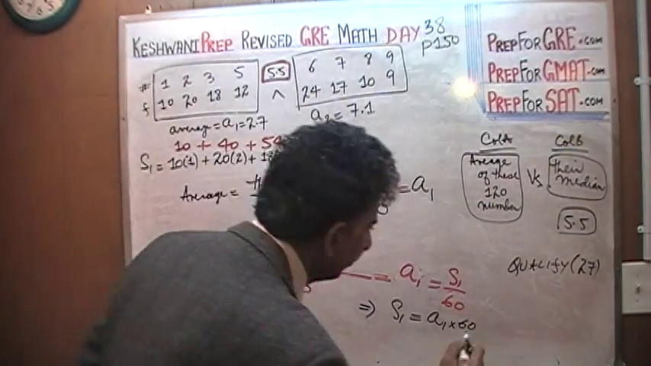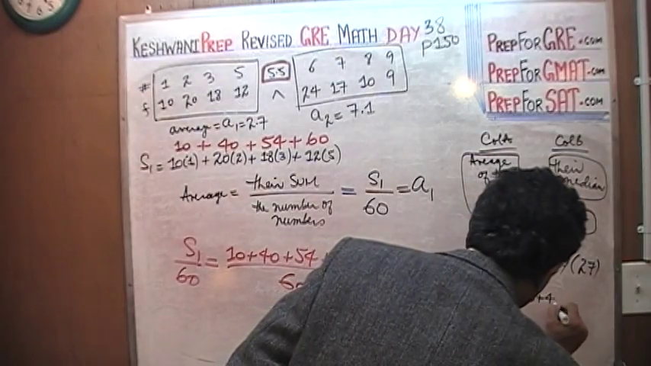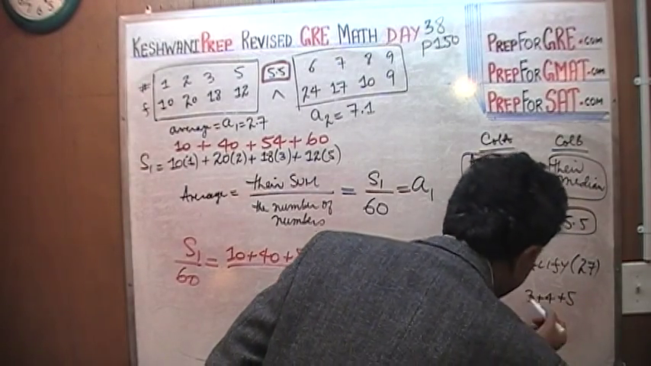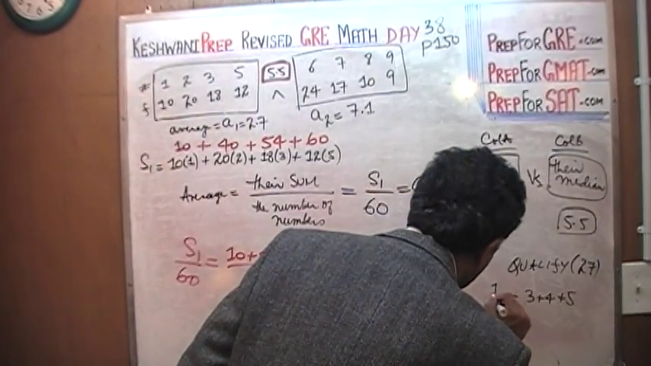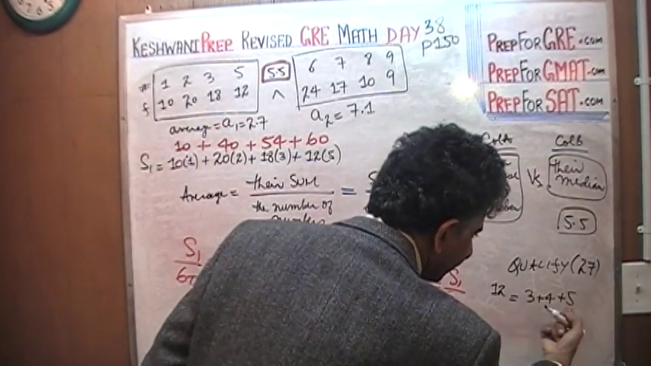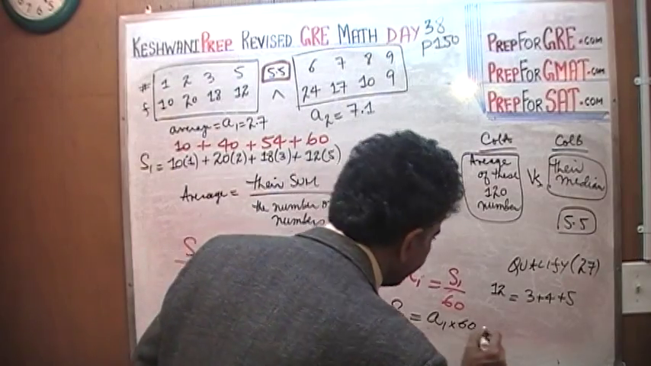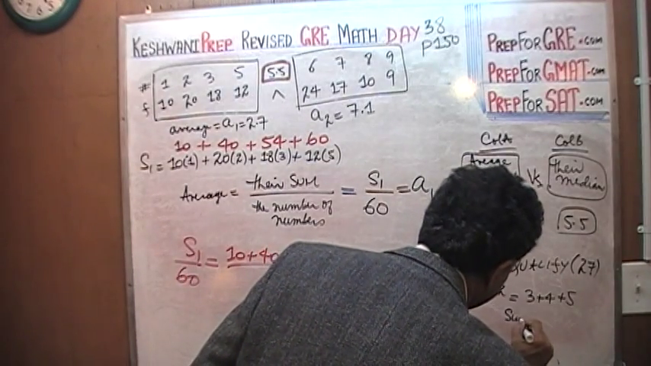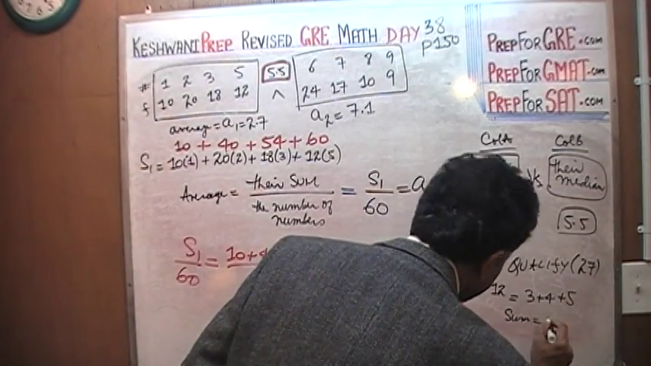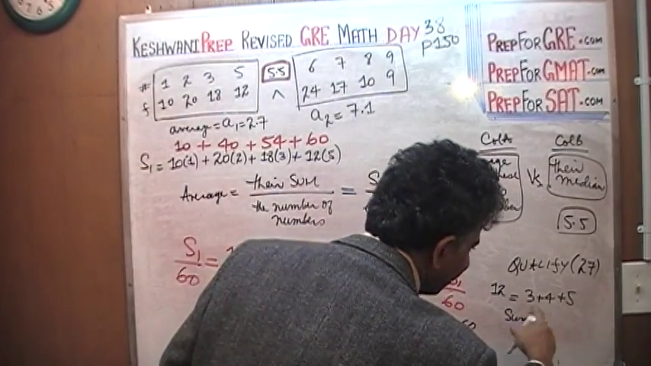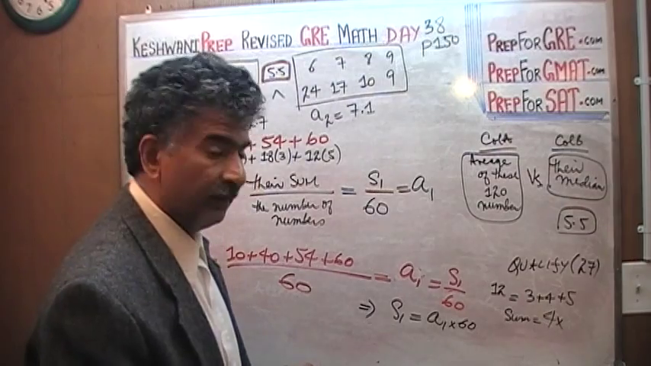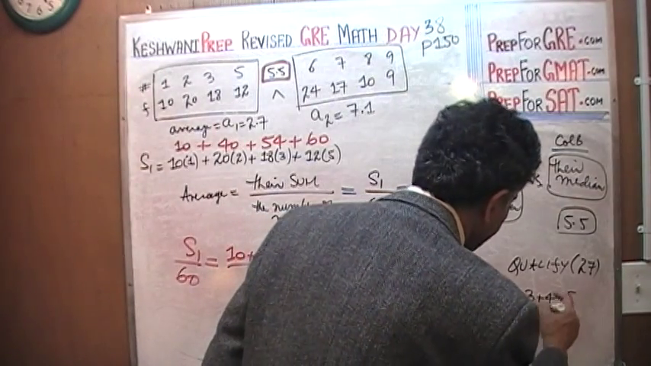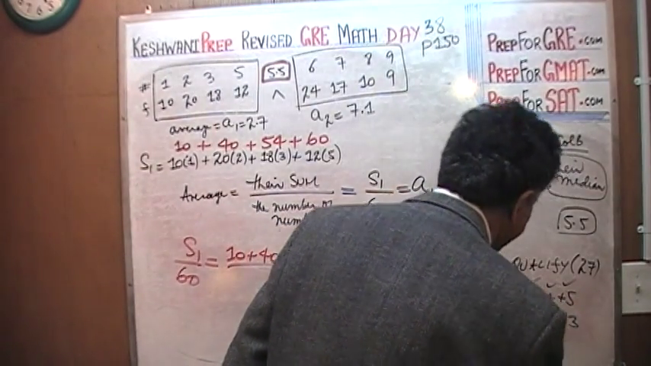Because if you have 3 numbers, 3, 4, 5, what is their sum? It's 12. The average of these 3 numbers is 4. So their sum, which is 12, must equal the average, which in this case is 4, times how many there are? There are 3 of them. 1, 2, 3. There are 3 numbers.